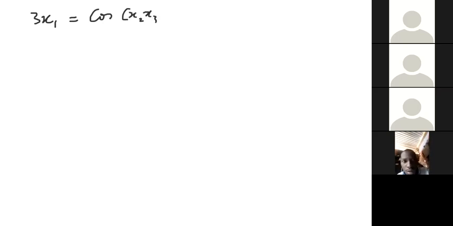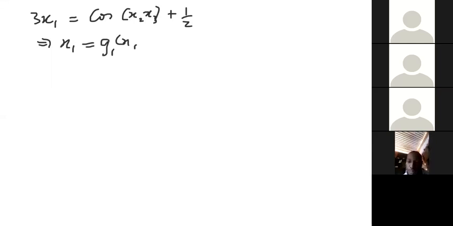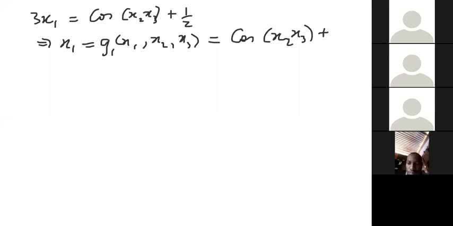Okay, so using equation 1, I can see that 3x1 will be on one side of the equation, and then I will take everything to the other side of the equation. So I'm going to have a cos x2 x3, then plus 1 over 2. So that from here, I'll be able to get x1, which will be equal to g1 of x1, x2, x3. And this will just be equal to cos x2 x3 plus 1 over 2. Right? I'll do the same thing.